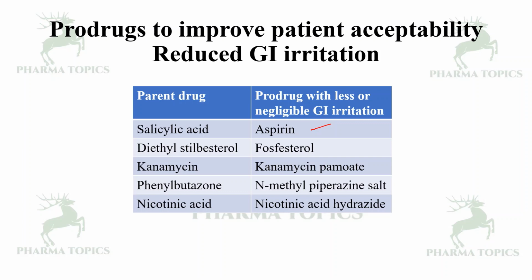Diethylstilbestrol is a parent drug. Its prodrug is phosphestrol. Kanamycin palmovate is a prodrug. Phenylbutazone, an NSAID, has GI irritation. Less GI irritation is seen with the N-methyl piperazine salt of phenylbutazone. Nicotinic acid hydrazide has less GI irritation.